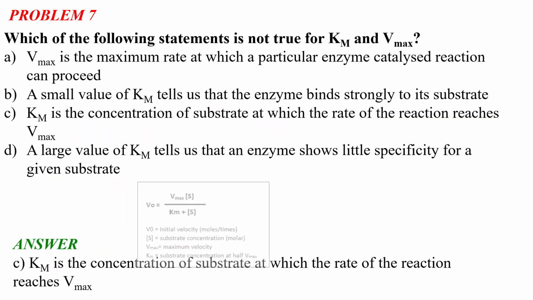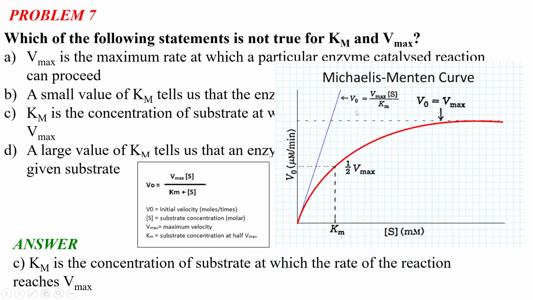So this is called the Michaelis-Menten constant, and as you can see from the graph, this blue line indicates V0 equals Vmax times S by Km, meaning when the substrate concentration is very much less than Km. So this is the representation of that. But when the substrate concentration is very much greater than Km, then this is the representation of this kind of reaction. So V0 will be this.